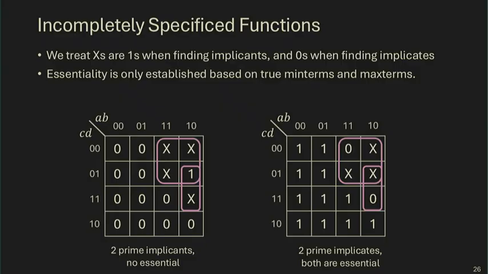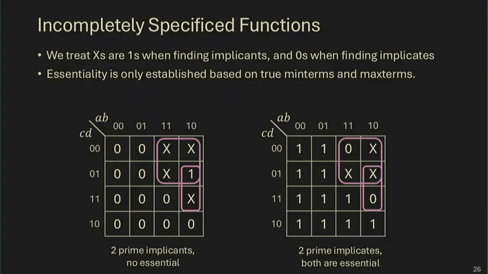When it comes to essentiality checking, we only care about the true minterms of the function because the don't cares don't have to be covered. And even though, let's say, this implicant is the only one to cover the don't care, because the don't care does not have to be covered, the implicant is not necessarily needed. Right? So when checking for essentiality, we only care about the true minterms. And this minterm is covered by two implicants, and that's the only minterm. So we do not have any essential prime implicants. We have two implicants, but none of them is essential.